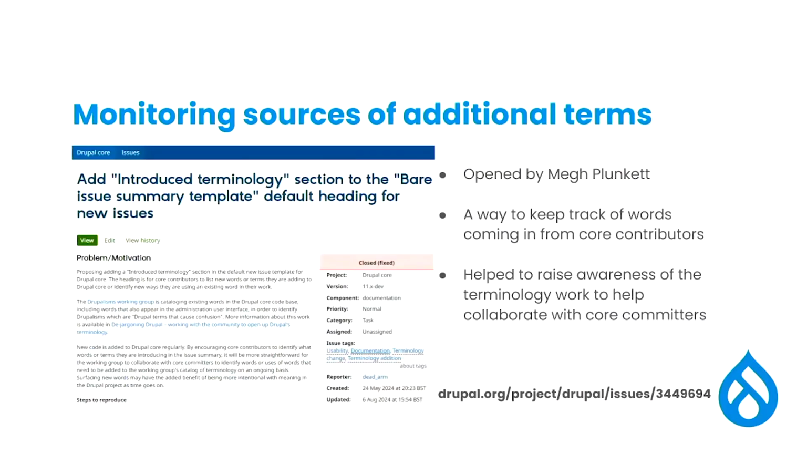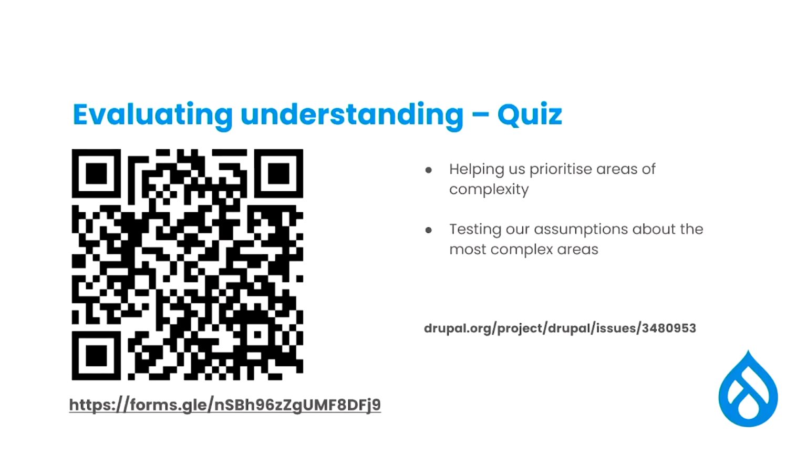I talked about the bigger process, and Meg Plunkett had an idea to open an issue to keep track of words coming in from core contributors, basically to raise awareness with core committers that we're working on this, and also to flag to them, think about the words that you're adding in. So there's a bare issue summary template to help us collect words as they're coming in.